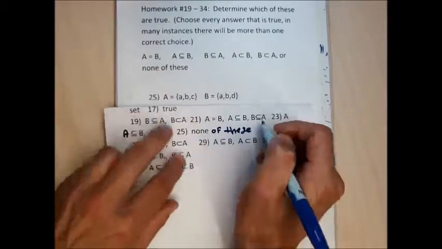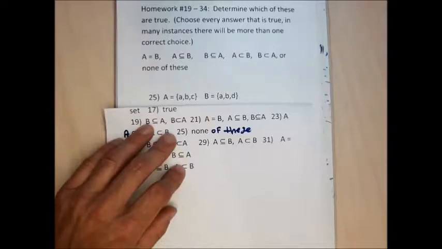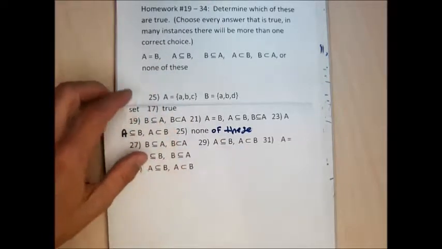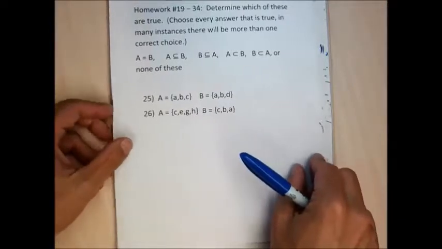It's going to turn out we're going to check every one of these, and everyone's going to be a no. And this is when we're going to write none of these for our answer. So I'm going to do 26, which is an example of a none of these, just to show you how a none of these can come up.